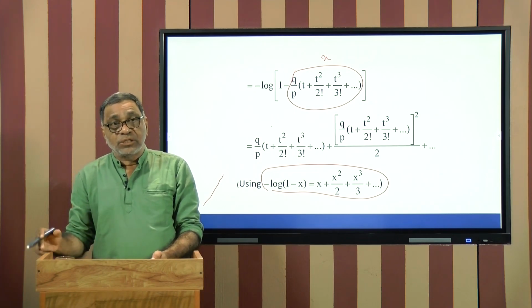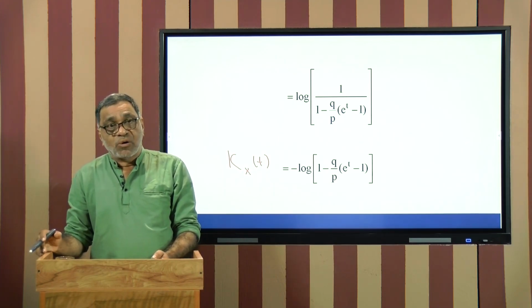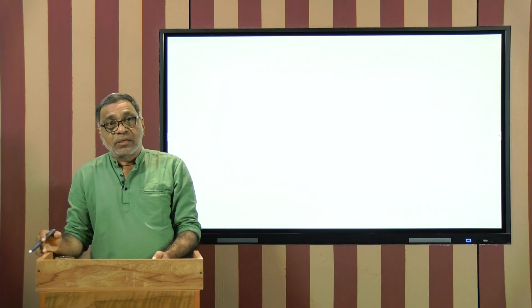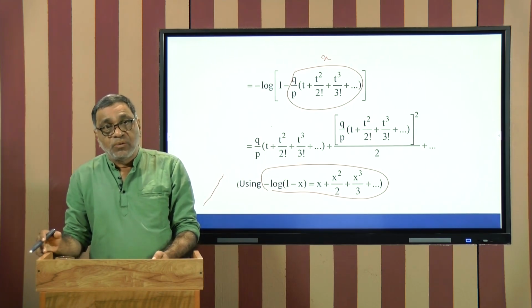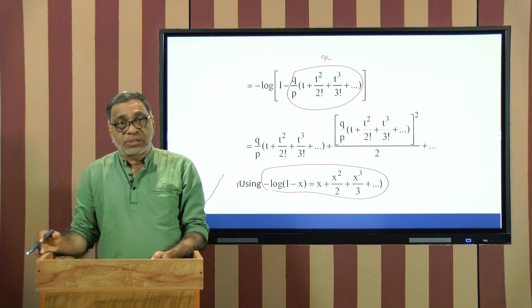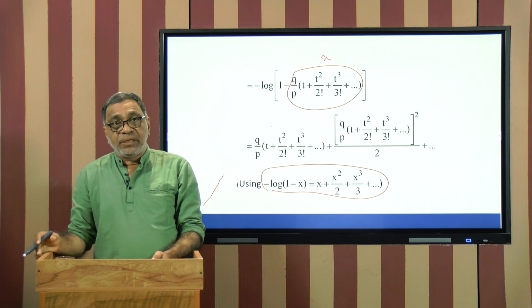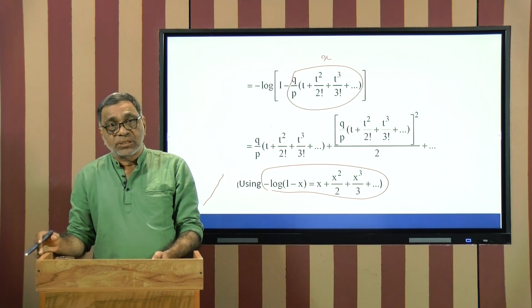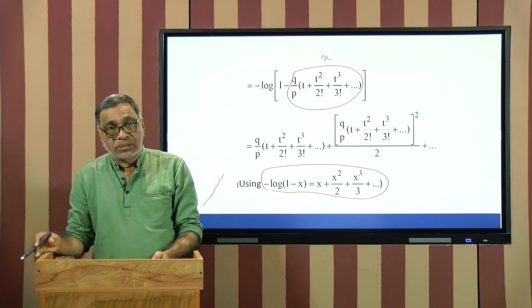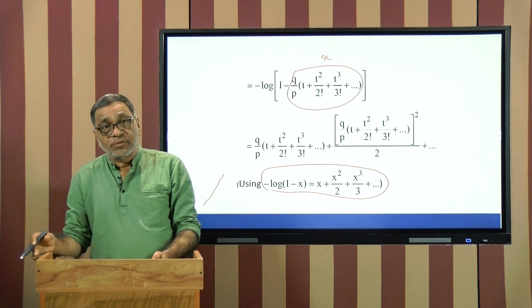So, once again you just look, earlier we have the cumulant generating function as minus logarithm of 1 minus q divided by p (e power t minus 1), and that is expanded, you will get the value as q divided by p (t plus t square by 2 factorial plus t power 3 divided by 3 factorial plus etc.) plus q divided by p into (t plus t square by 2 factorial plus t power 3 divided by 3 factorial plus etc.) the whole square divided by 2 plus then the remaining factors x cubed by 3 plus x power 4 by 4 plus etc.